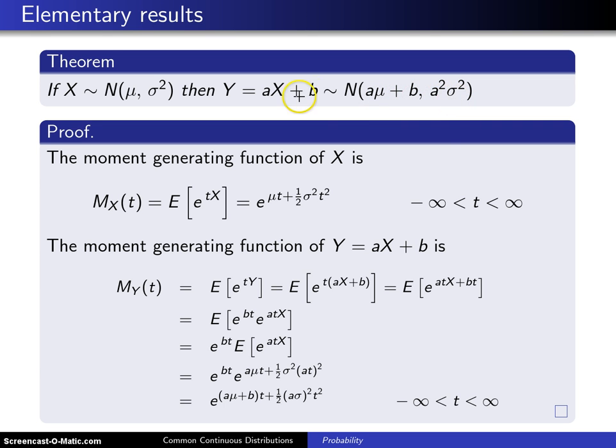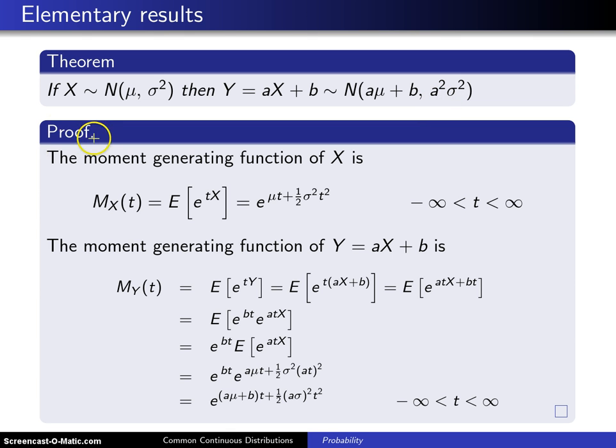sigma squared. In other words, the aX plus b applies directly to the mean, and then for the variance the shift is ignored, which we've seen before, and the parameter a comes out squared in the variance, and that's because variance is a quadratic operator.